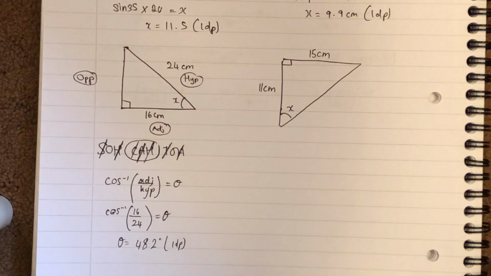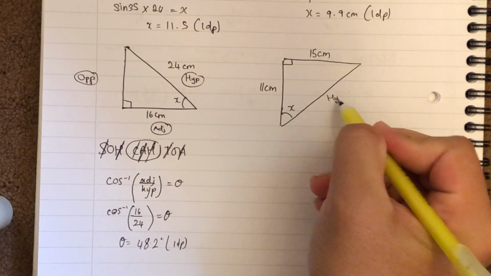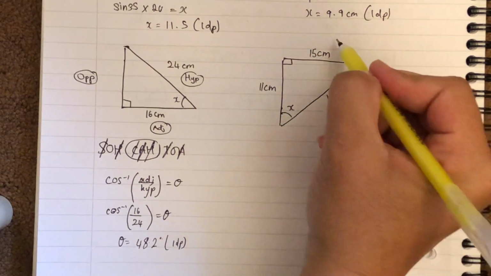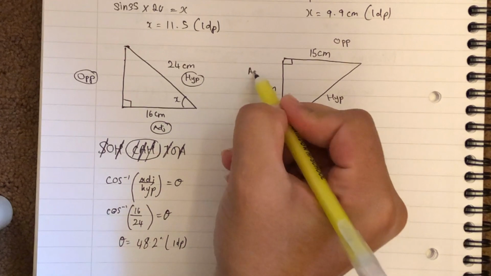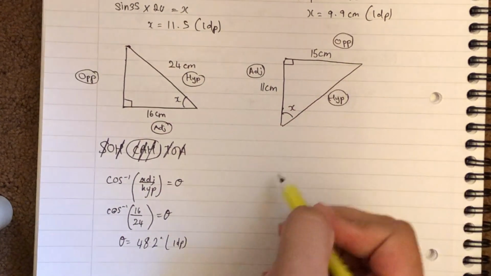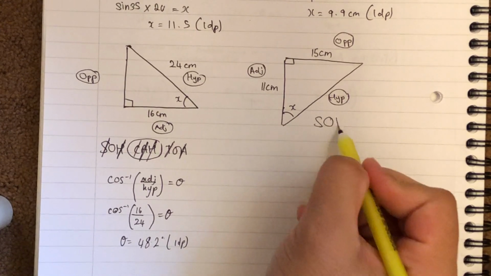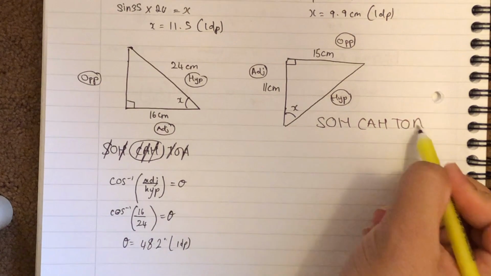So first I'm going to label my triangle. The side opposite my right angle is called my hypotenuse. The side opposite the angle given is called my opposite. And the leftover side is called my adjacent. So I'm going to circle these. Now I'm going to write down SOH CAH TOA as clearly as I can, because sometimes you don't want to end up making a mistake.